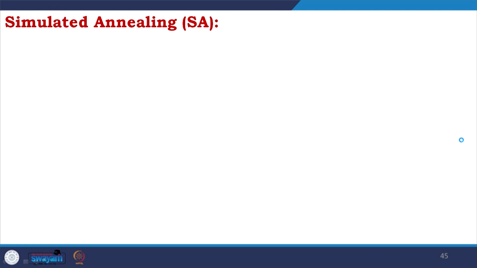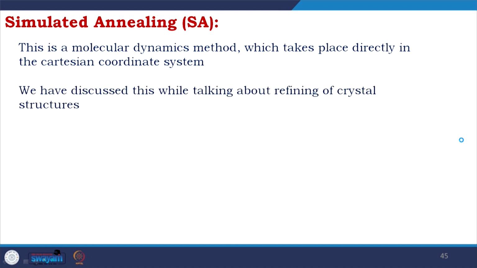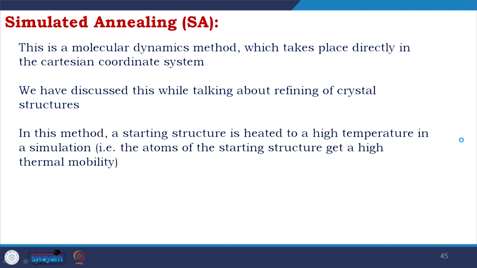Another one is simulated annealing. I have talked about simulated annealing before in X-ray. This is a molecular dynamics method which takes place directly in the Cartesian coordinate system. As I told, we have discussed this while talking about refining the crystal structures. In this method, a starting structure is heated to a high temperature in a simulation, that is the atoms of the starting structure get a high thermal mobility.